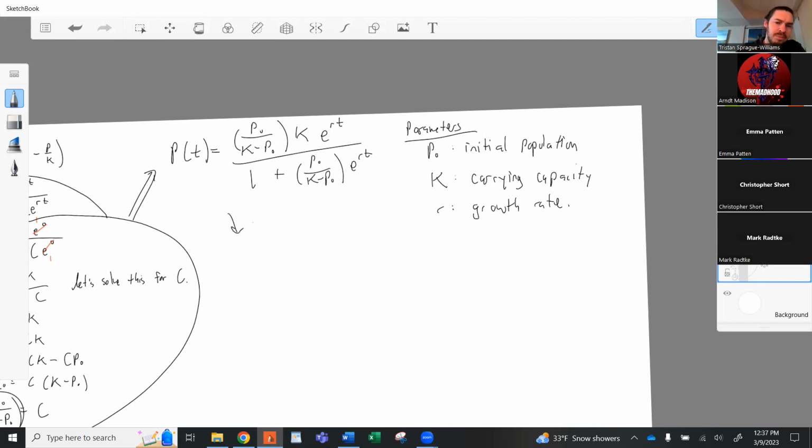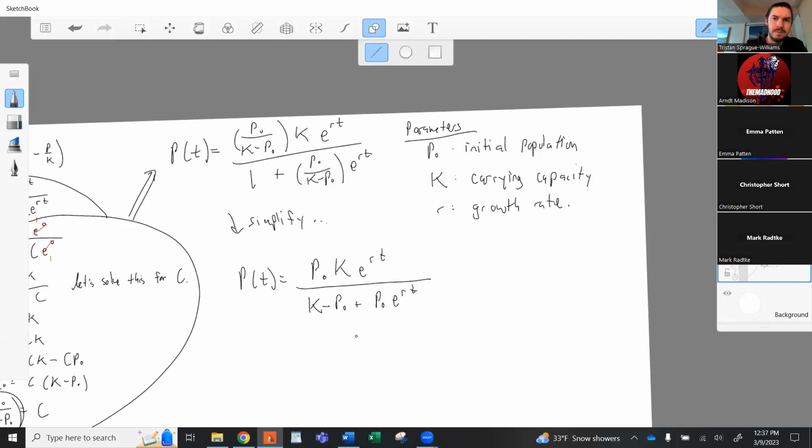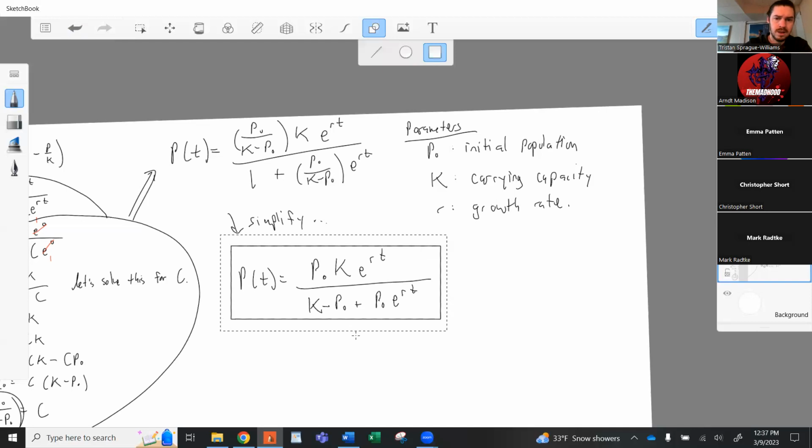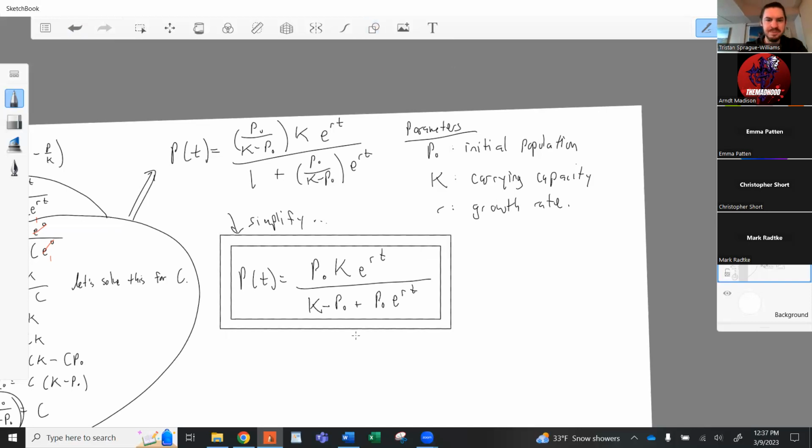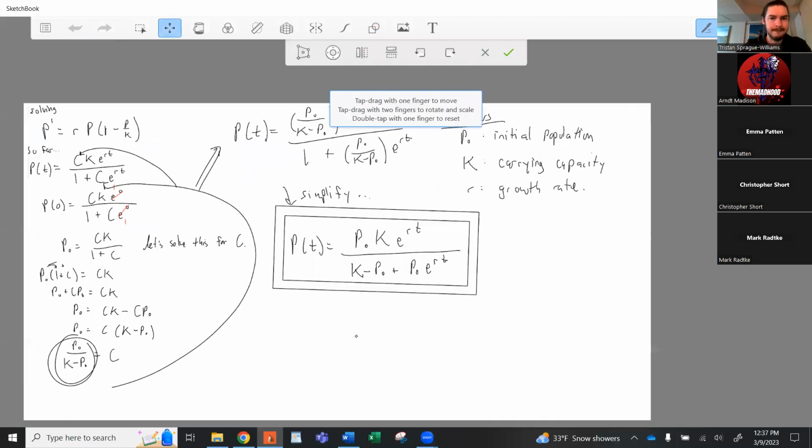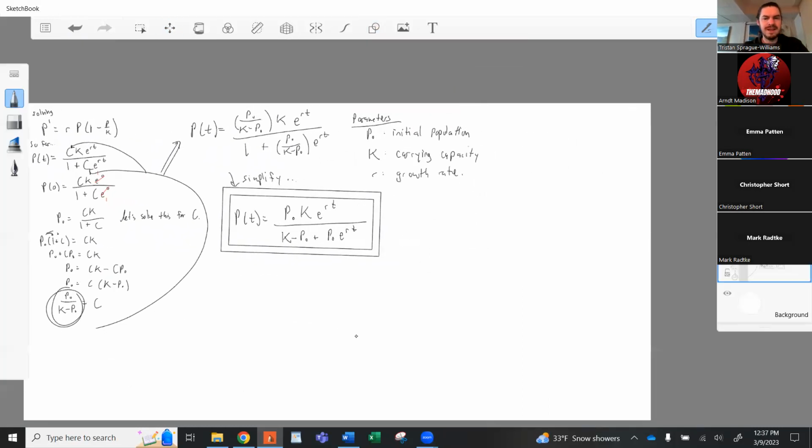There is a way to simplify this slightly. We can simplify the compound fraction by multiplying by K minus P0. So we'll just do that. And there we go. I think we're really finally done. I think that's about as good as it needs to be. Right? That's a good formula, and it's got those three parameters.